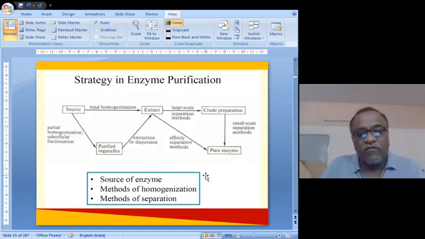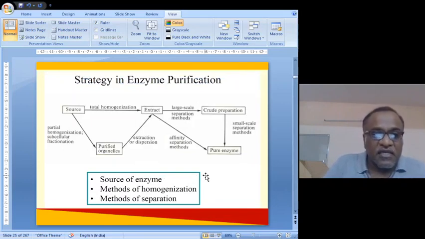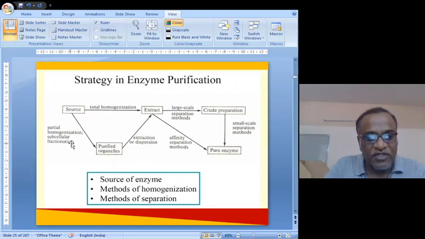So this is a flow chart which gives us an overview of the strategy in enzyme purification. Here we have the source of the enzyme, which could be animal, microbial or plant. Then if you go for partial homogenization, that is subcellular fractionation, you will get the purified organelles, and then you can go for extraction or dispersion method. Then you have the extract, and then use the extract to obtain the pure form of the enzyme by using separation methods, that is chromatographic separation methods, more specifically the affinity chromatography.